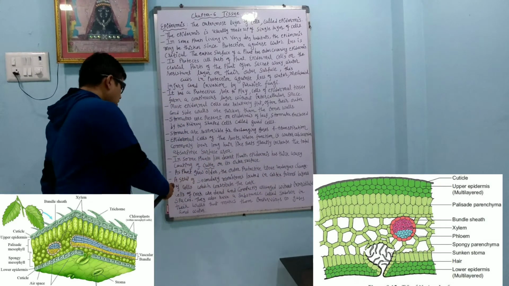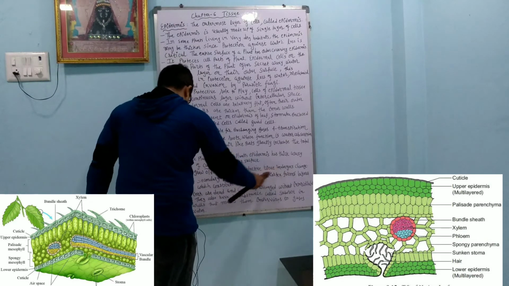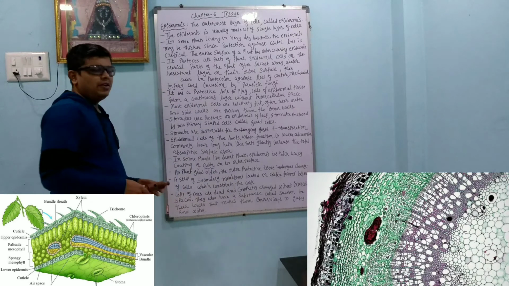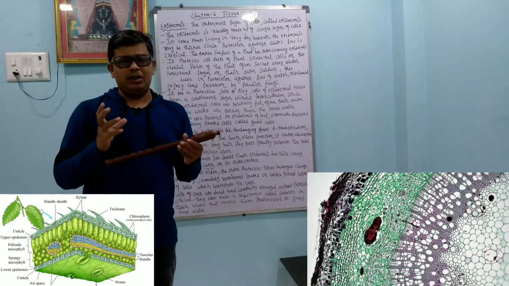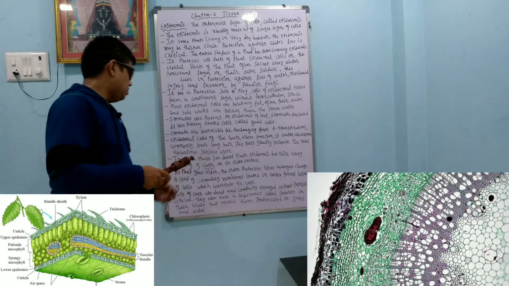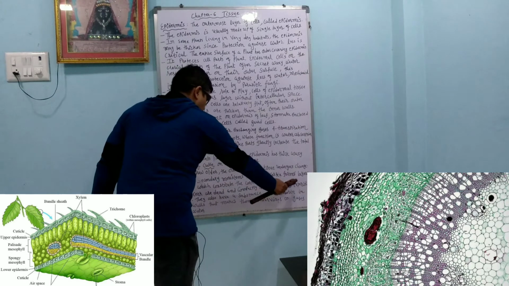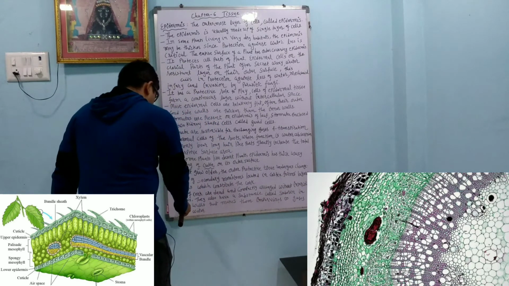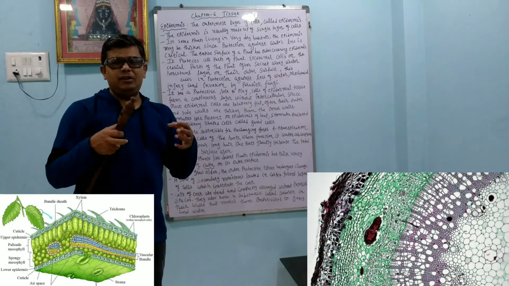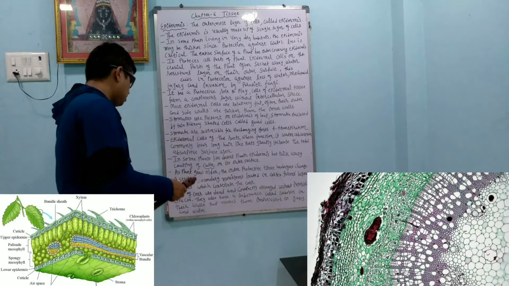A strip of secondary meristem located in the cortex forms layers of cells which constitute the cork. Cork means a thick outer layer. Cells of the cork are dead and compactly arranged without intercellular spaces.